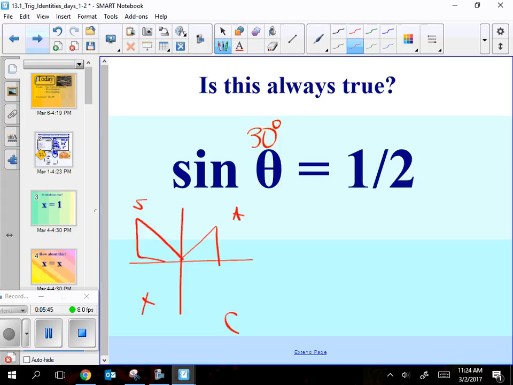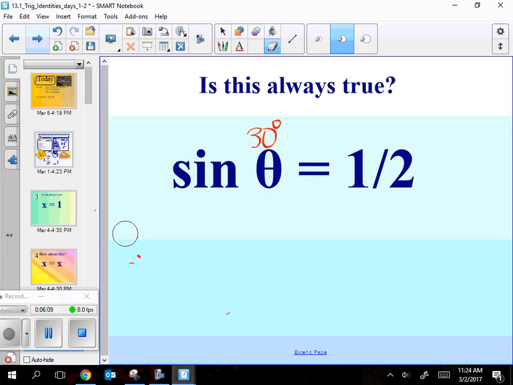So you get that this is 30 and then it's 30 here. Some kids forgot that there isn't just 30. It's 30 plus the other one, 150. There's 2 of them that work. But is this always true? No, because if I put in 31 degrees, sine of 31 is definitely not a half. It's sine of 30 that's a half. So that's not always true.